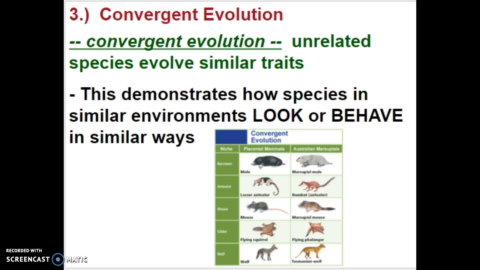Convergent evolution is how we can see that even though animals or plants can be very unrelated, they can evolve similar traits because they tend to be in the same type of environment or biome. So this demonstrates how species in similar environments look or behave in very similar ways. So between the placental mammals and the marsupial mammals, there are an example and a representative of each type of mammal based on the niche that it has. They tend, again, to look very similar because they live in the same types of ecosystems.